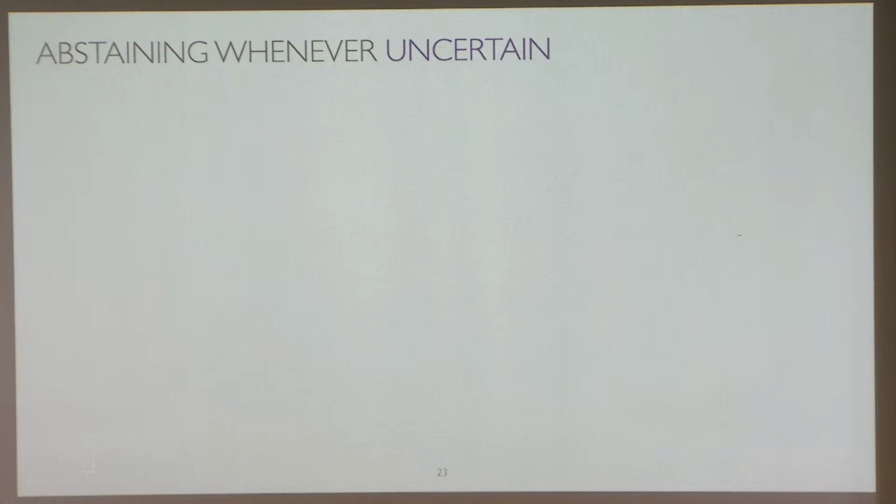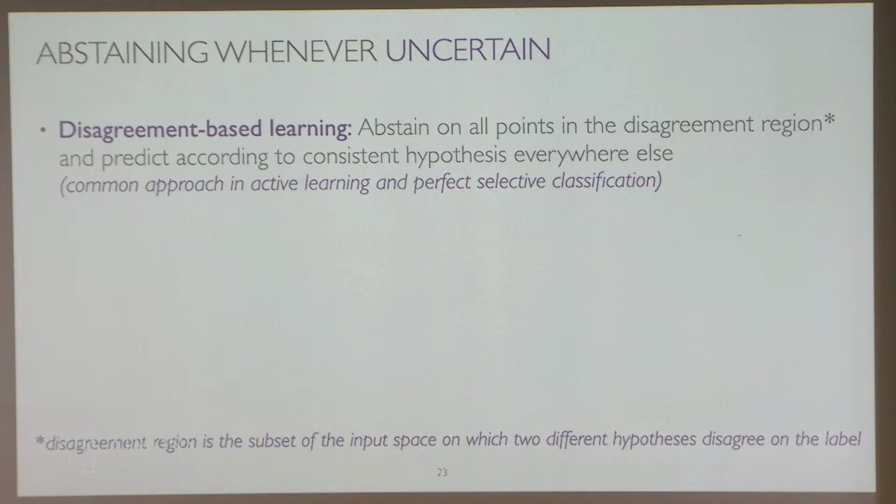So this is abstaining whenever it's uncertain, and this is very well studied. It's called disagreement-based learning. It's like abstaining on all points in the disagreement region. What does that mean? It's the region where there are two classifiers that predict everything correctly on the data so far but disagree on this point. So basically, you don't know whether it's going to be a +1 or a 0. This is often done in active learning and perfect selective classification to use this strategy. But this strategy will always get 0 misclassification error because it's never going to predict unless it's sure that everything predicts correctly.